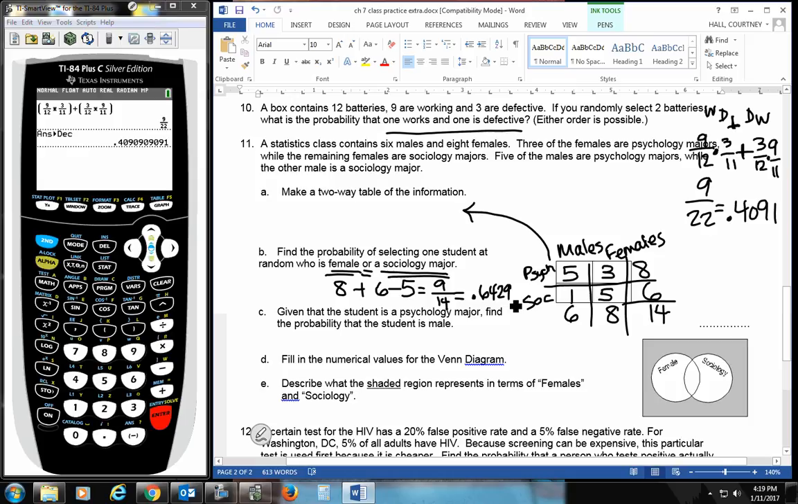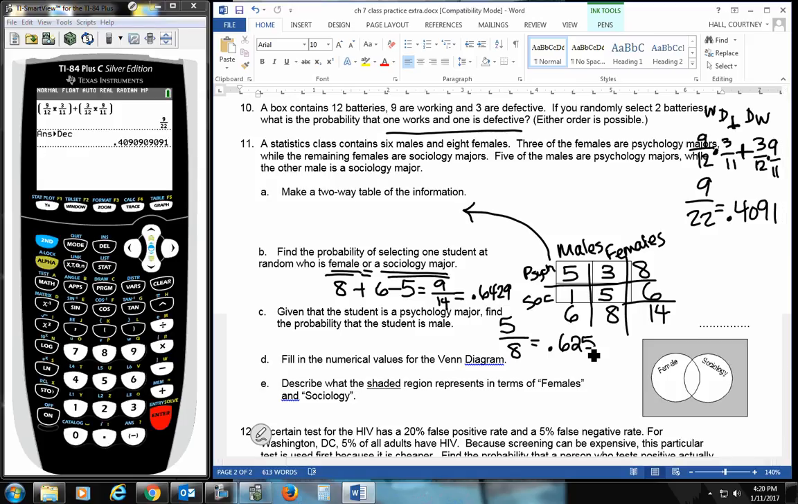Okay. Part C, given that the student is a psychology major, we're given something. We don't even consider the sociology people because it's given that they're psychology. So we only have 8 people we're going out of. It's only out of 8 because sociology doesn't even exist anymore. Find the probability that the student is a male. So it's 5 out of the 8, which would simplify to 0.625. So 62.5%.